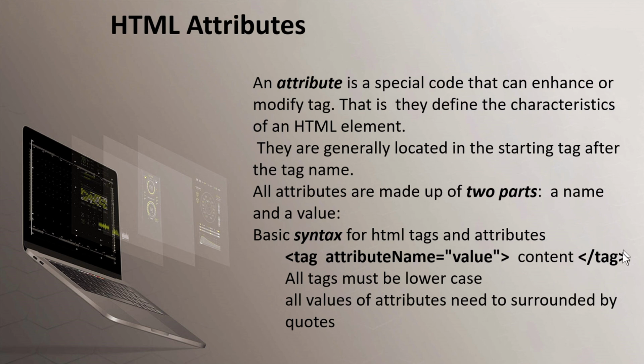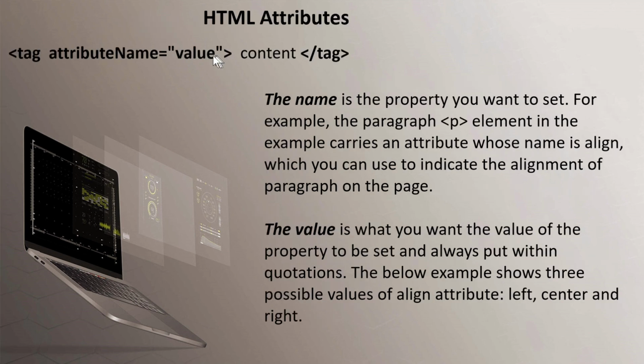As we know, we write tags with an opening tag and a closing tag. All attribute values need to be surrounded by quotes. Then attribute name and value. The attribute name is the property that you want to set. For example, the paragraph element in the example carries an attribute whose name is align, which you can use to indicate the alignment of the paragraph on the page.